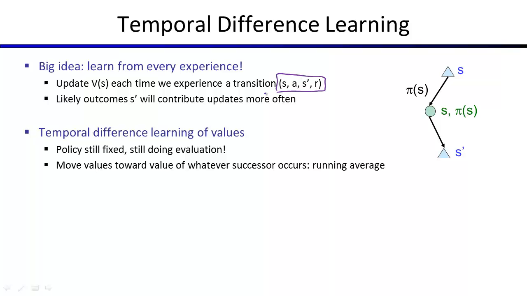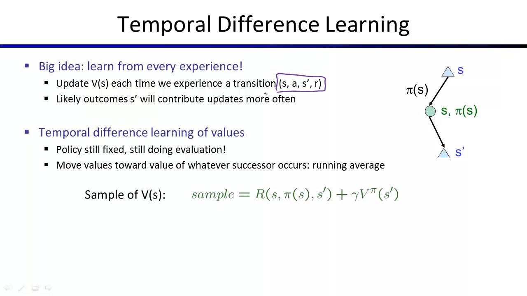Well, I just got 10. I landed in a really good state that's going to give me 100 in the future, and looks like I'm on track to receive 110. But I used to think that it was only going to be 50. So I need to take that 50, and I have a choice. I could clobber it with 110, but that's not right because the 110 may not be typical. So I'm going to blend in the new experience. I'm going to average the new experience with all of my past experiences, which are encoded by the current approximation.